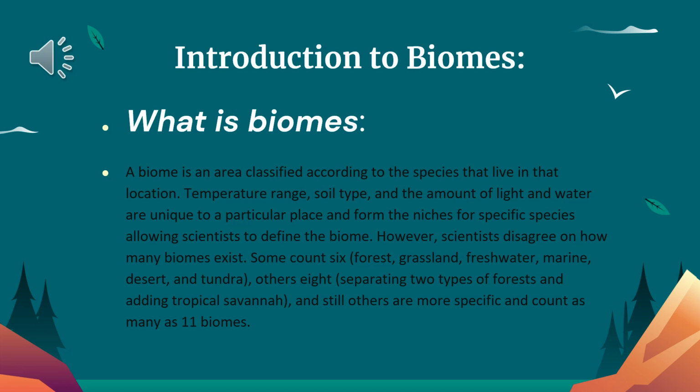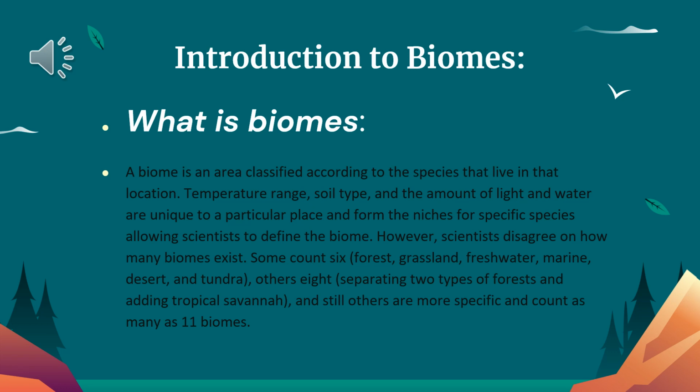Now, a biome is an area classified according to the species that live in the location. Temperature range, soil type, and amount of light and water are unique to a particular place and form the niches for specific species, which allow scientists to define the biome.